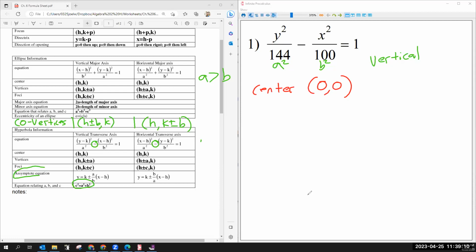Vertices is h comma k plus or minus a. Right here. As we say, we're in a vertical. Well, I know there's my h, there's my k. What is a? What is b? Okay. So we'll switch colors. Where are my vertices? Good.